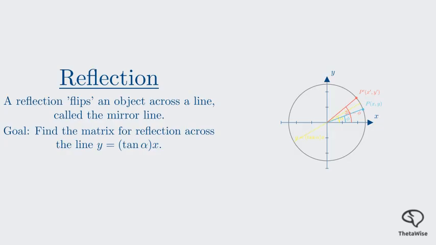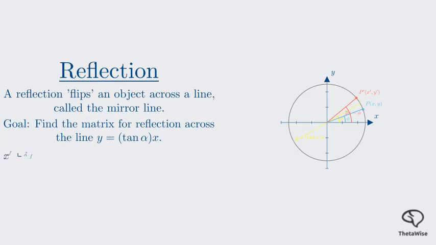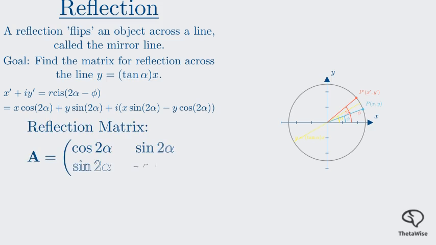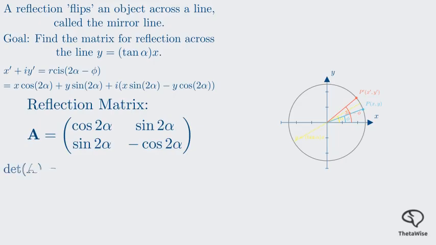We can write the image vector using complex numbers. The image, x prime plus iy prime, is r cis of 2 alpha minus phi. Expanding this using trigonometric identities gives us the real part x prime and the imaginary part y prime in terms of x and y. These two equations translate directly into the transformation matrix for a reflection. It is cos 2 alpha, sin 2 alpha, sin 2 alpha, negative cos 2 alpha. The determinant of any reflection matrix is negative 1. This value is a unique signature for reflections, which is very useful for identification. Let's see this in action.